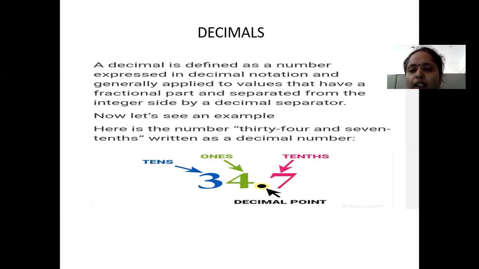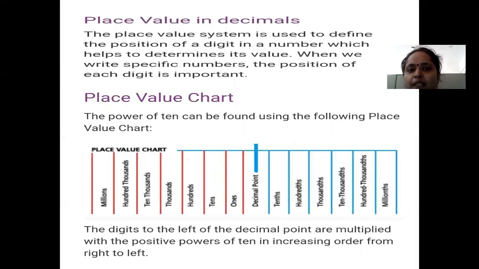Here is the number 34 and 7 tenths written as a decimal number. 34.7 can be written as how many tenths are there? We have 3 tenths, 4 ones and 7 tenths. This is about the introduction of decimals. Next, place value in the decimals.